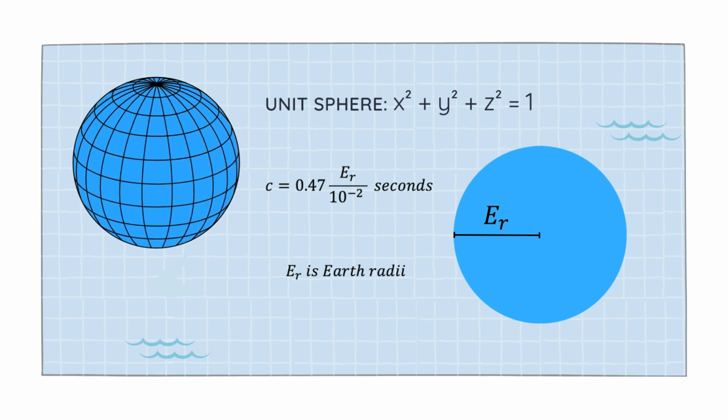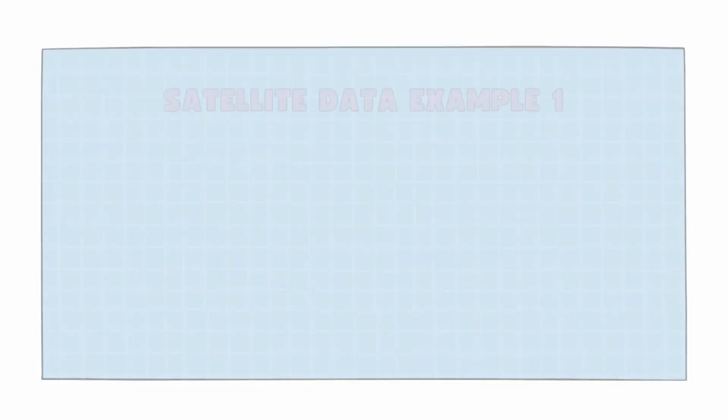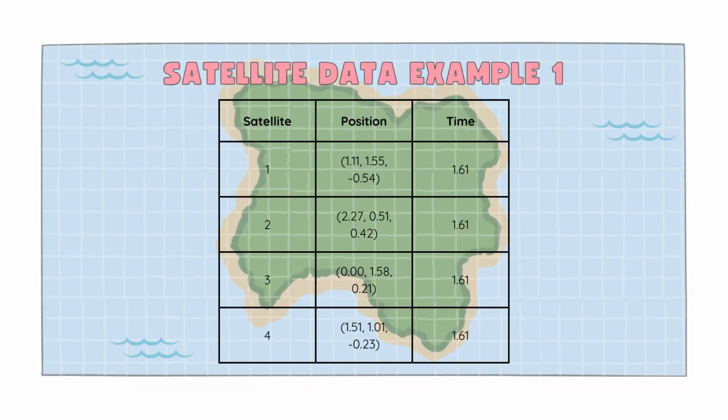Here, c is the speed of light in units of Earth radii per hundredths of a second. This is what we will be using when computing distance. Here is our example satellite data. Our goal in the following slides is to calculate the values of x, y, z, and t.